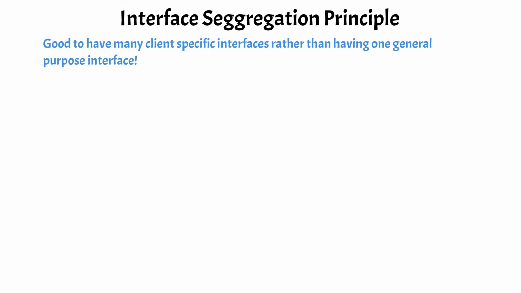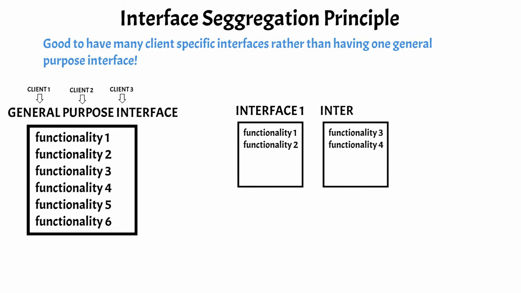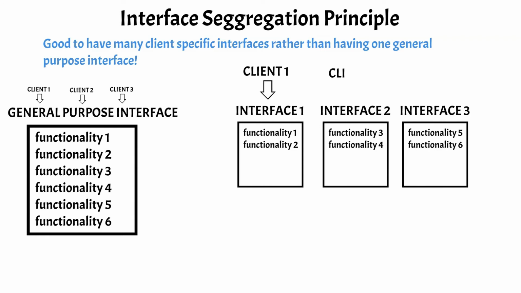Now what this particular principle states is that it is always good to have many client specific interfaces rather than having just one general purpose interface. Which means that instead of dumping too many functionalities into a single general purpose interface, it is always good to segregate the functionalities and create many different client specific interfaces. It is a better approach, which means that we should not enforce clients to implement interfaces that they don't use. If you provide a single general purpose interface to the client, then there can be many different functionalities within the interface that the client may not even use. So instead of creating one big interface, we can break it down into smaller interfaces.